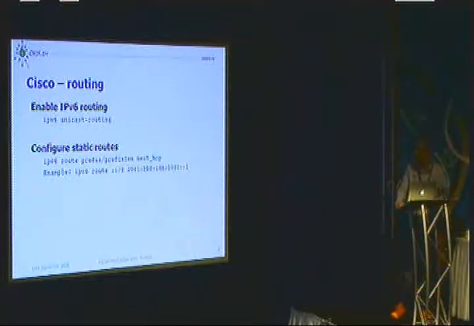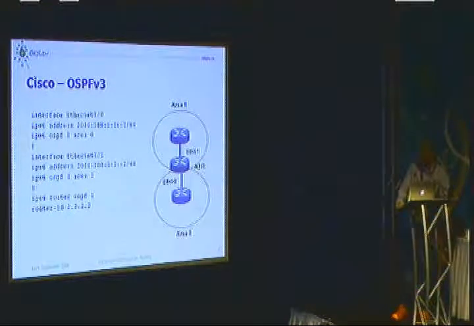So there's no difference from before. It's exactly the same configuration, except that you use IPv6 instead of IP. There is no major difference here. For the OSPF routing protocol, under interface Ethernet 0, you configure an address and you configure an OSPF area. In this case, it's area 0 and OSPF process 1. It's different because in IPv4 you don't have to configure OSPF on the interface. In IPv6 you have to, but besides that, the configuration is very, very similar.